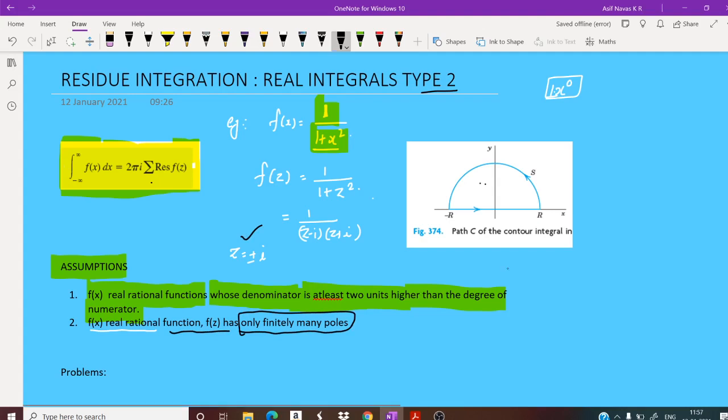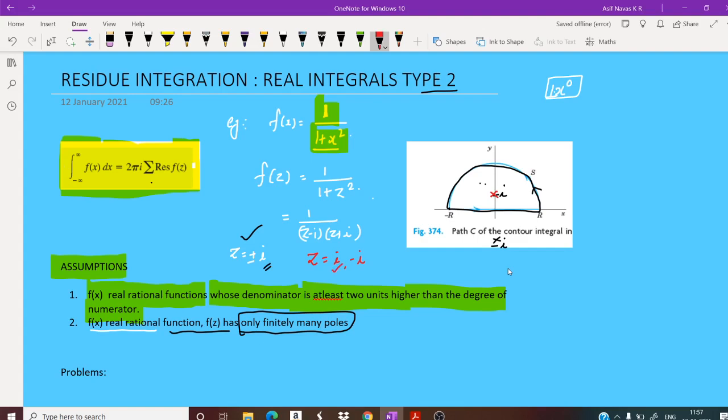And one of the important things is that our contour is this semicircle in the upper half plane. So we will take only singularities in the upper half plane, that is here i. We will not consider any singularity in the lower half plane. Which singularity is in the upper half plane? Upper half plane means quadrant 1 and 2. So i is the only singularity in the upper half plane.